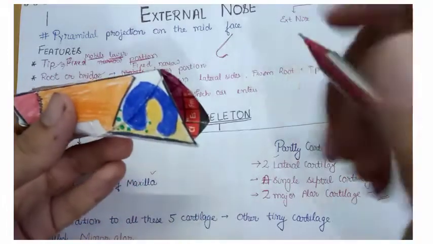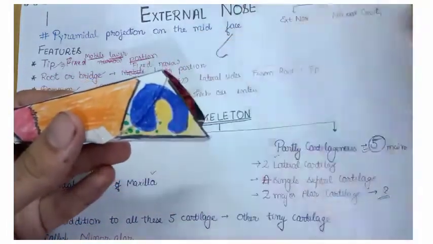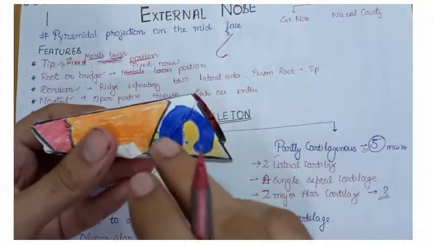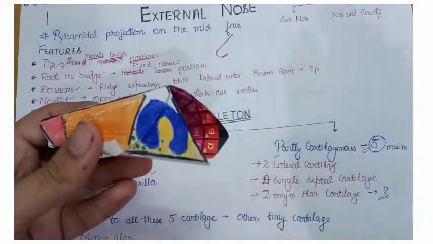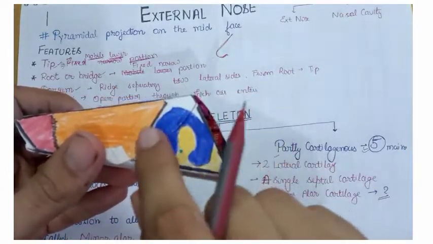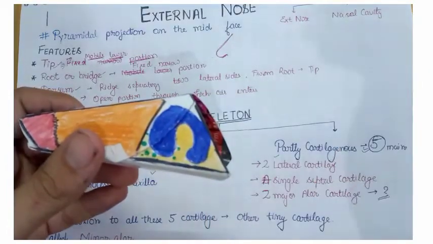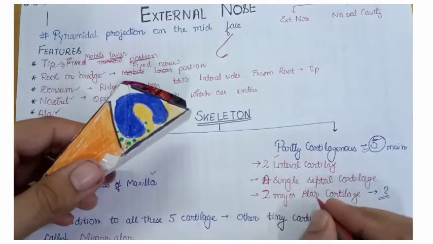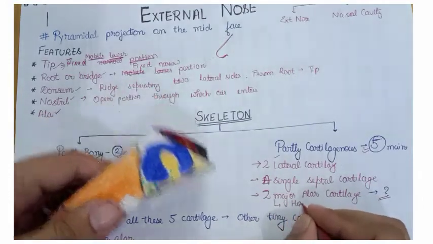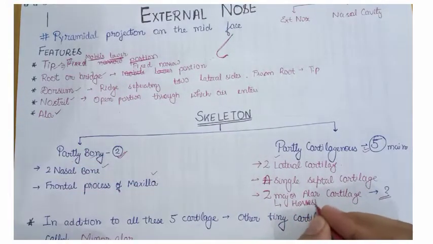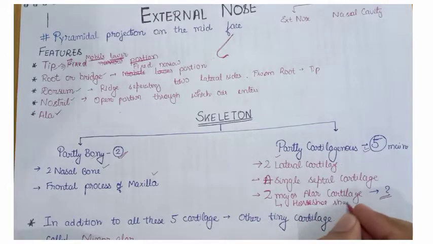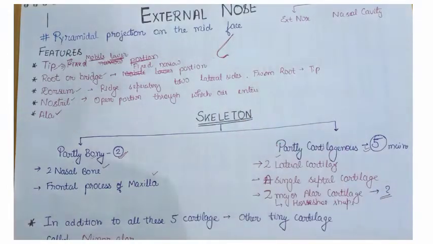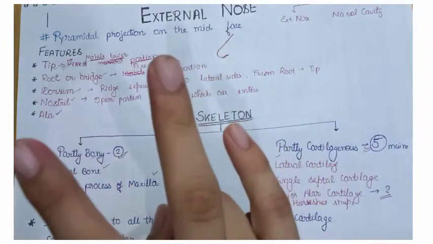As you can see in the diagram or this model, the alar cartilage is actually horseshoe shaped. It is very clear. It is made up of 2 horns, that is why it is a horseshoe shaped structure. So the first point to know about the major alar cartilage is that it is horseshoe shaped. Apart from this, one more thing I have to tell you: it is made up of 2 crura.